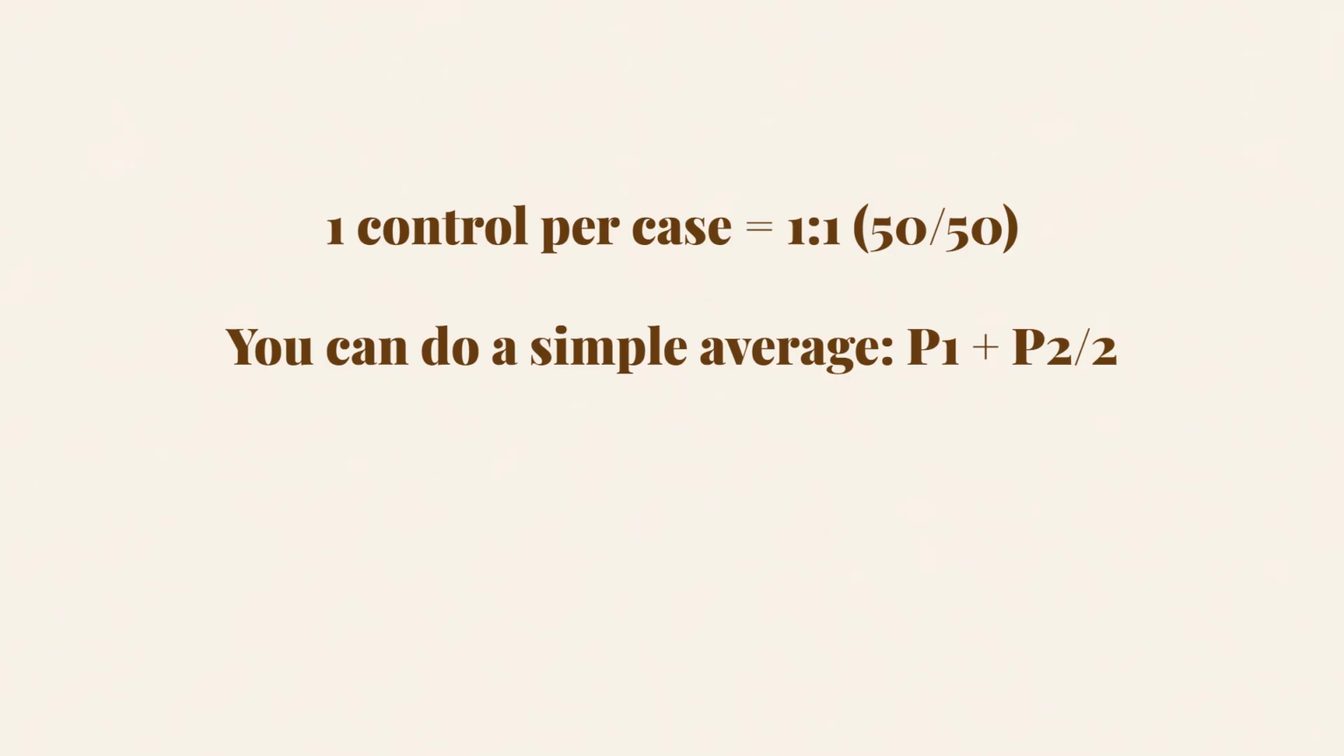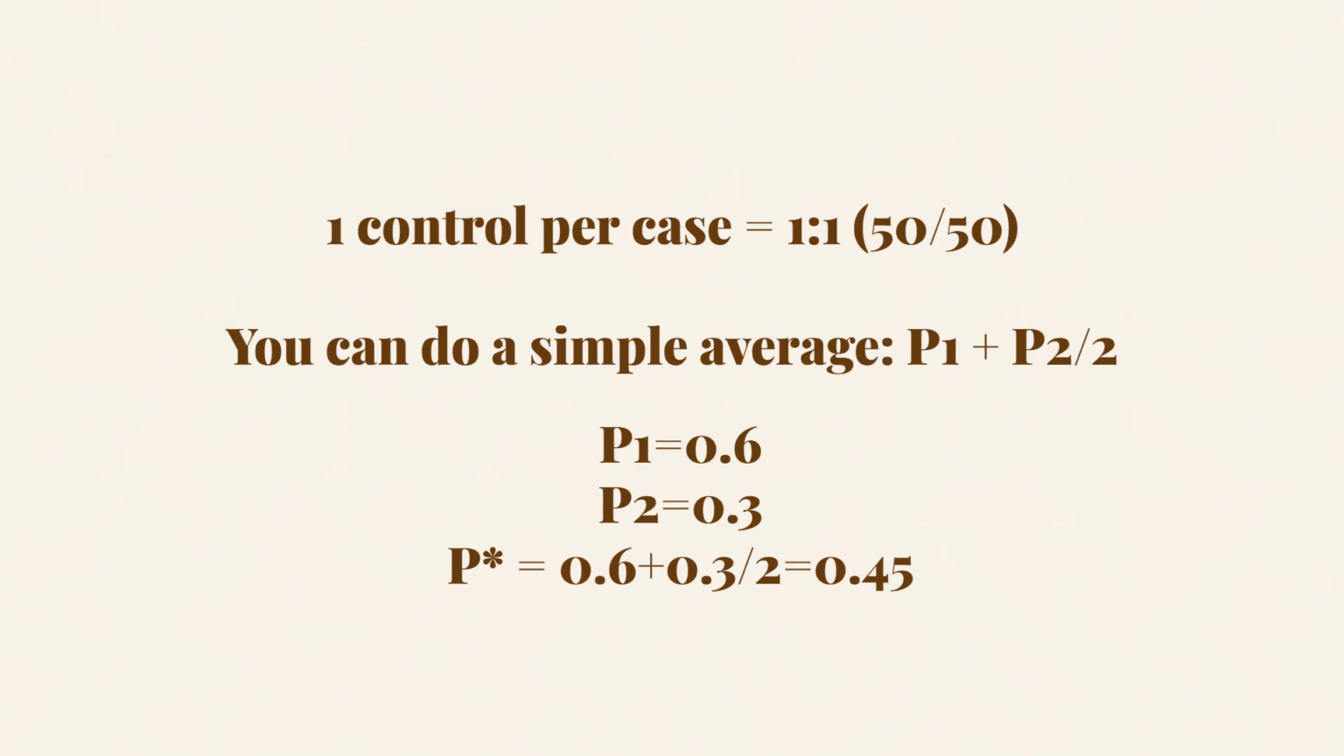Now, from the examples we've been using, we said that P1 is 0.6 while P2 is 0.3. So if we add them together and divide them by 2, we are going to get 0.45. That's what we are going to use for our calculation, just a simple average.